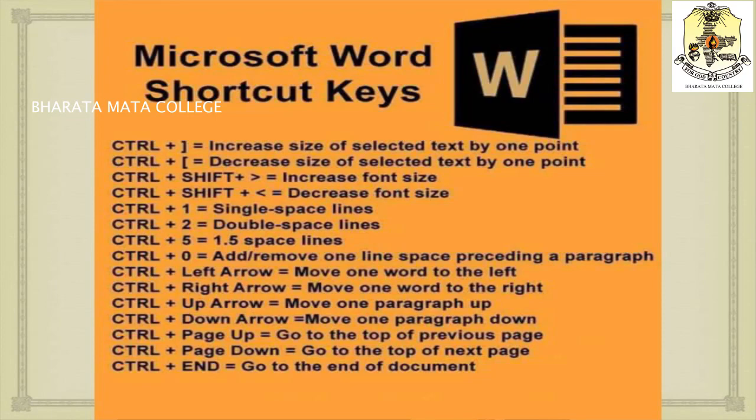Then Control plus 1 for single line spacing. Control plus 2, if we press it, naturally double spacing will come. Control plus 5 means it will not go to 5 spaces, it will change to 1.5 spaces. Then Control plus 0, some people use it to add or remove one line space preceding a paragraph.